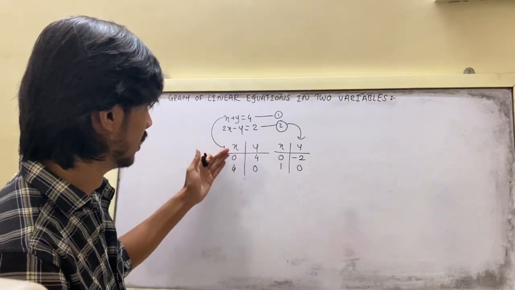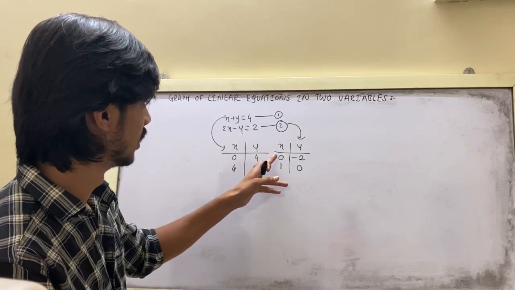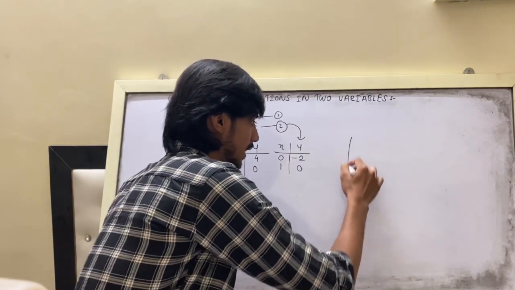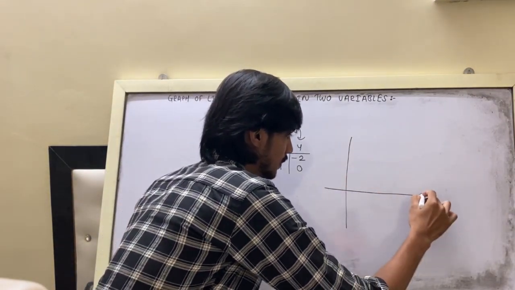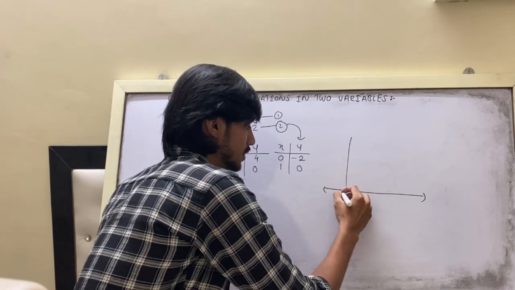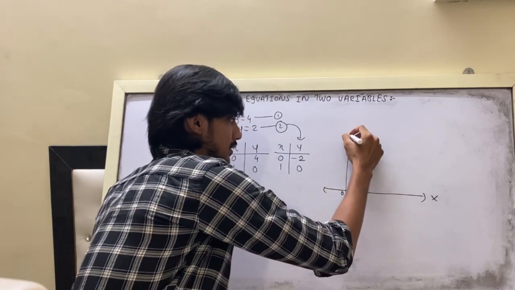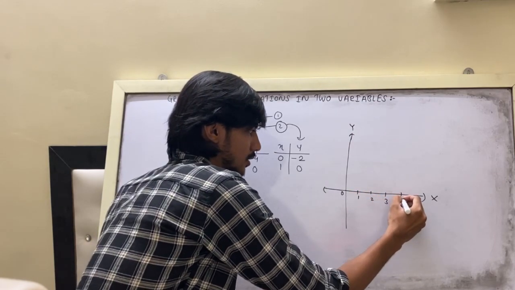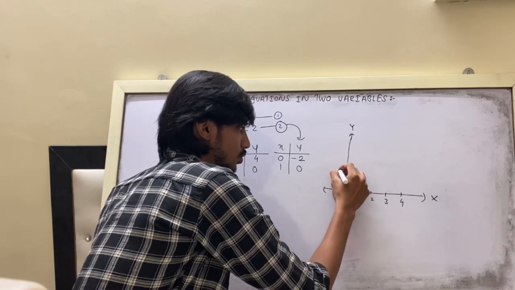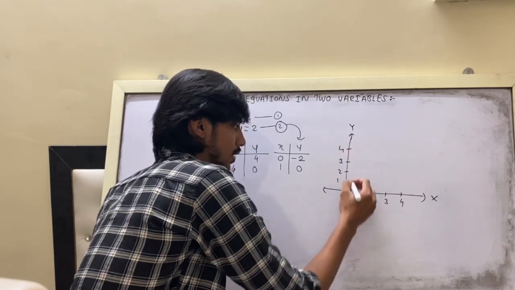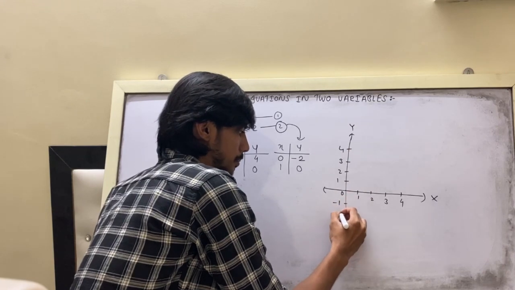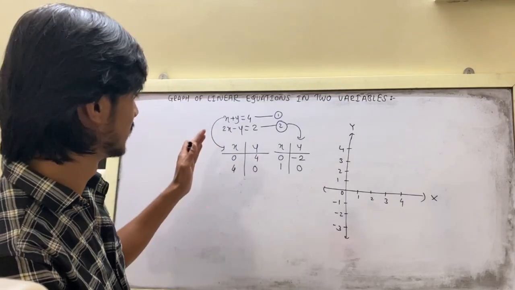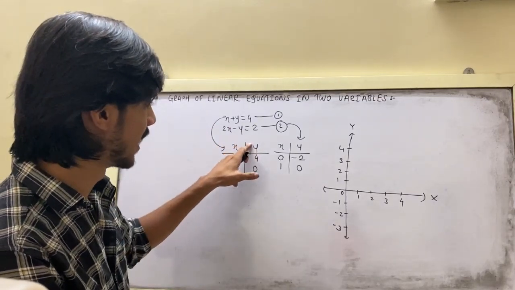You can take x equals 1 or anything. Then draw the graph like this. This is the x-axis. This is the y-axis. This is 1, 2, 3, 4. This is 1, 2, 3, 4. This is minus 1, minus 2, minus 3.